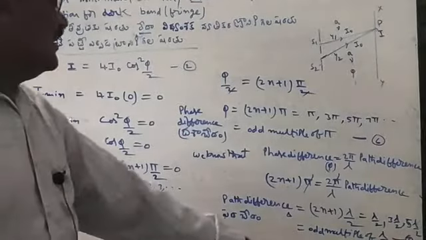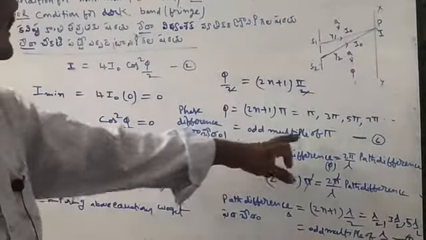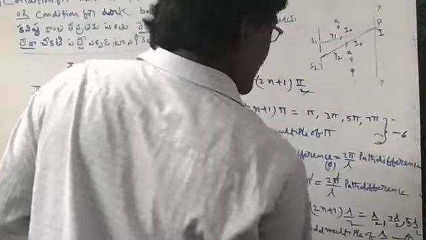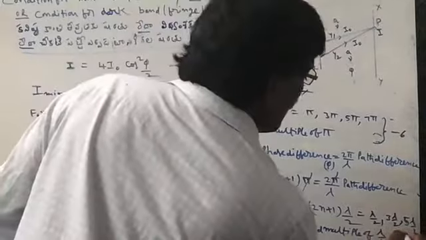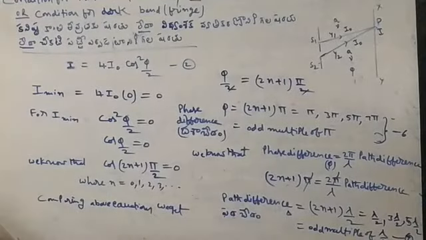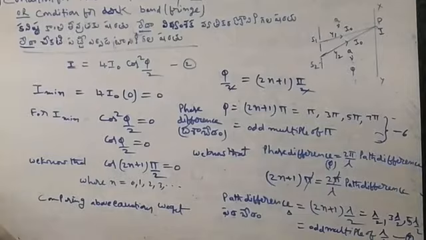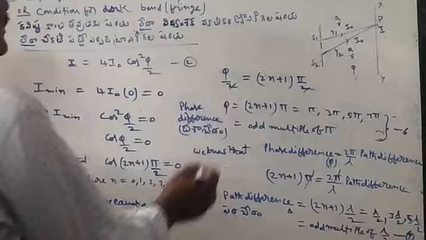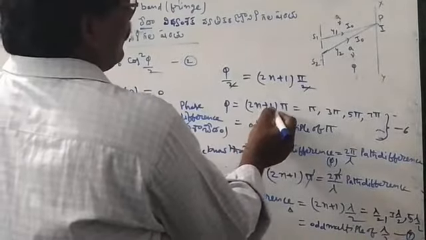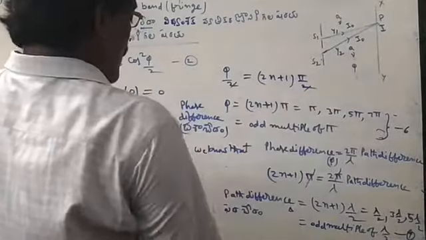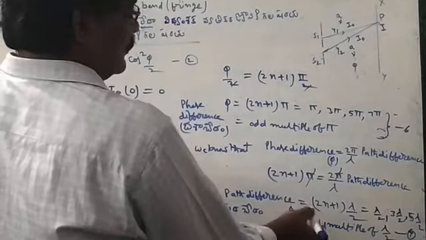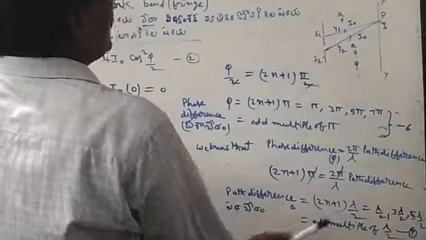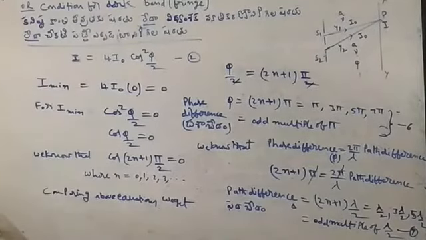This is the condition for destructive interference. Equation numbers 6 and 7 are conditions for destructive interference. What is 6? Phase difference phi is equal to 2n plus 1 into pi. What is 7? Path difference is equal to 2n plus 1 into lambda by 2. These two are conditions for destructive interference.